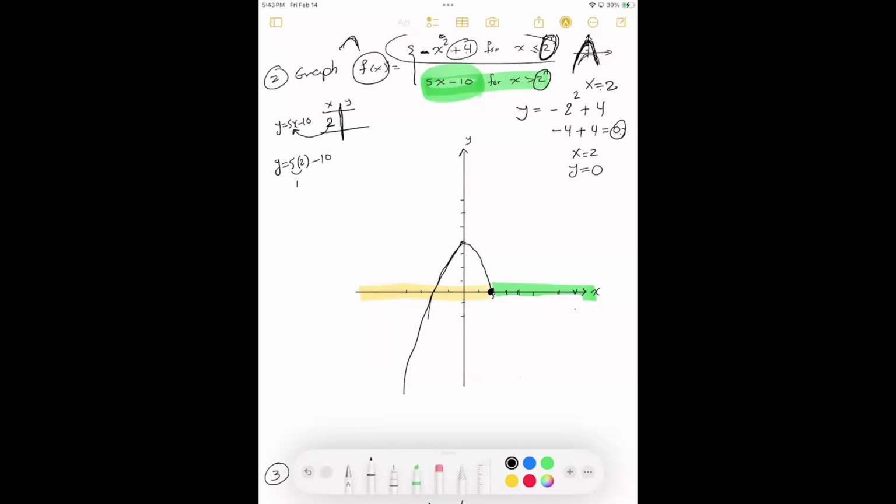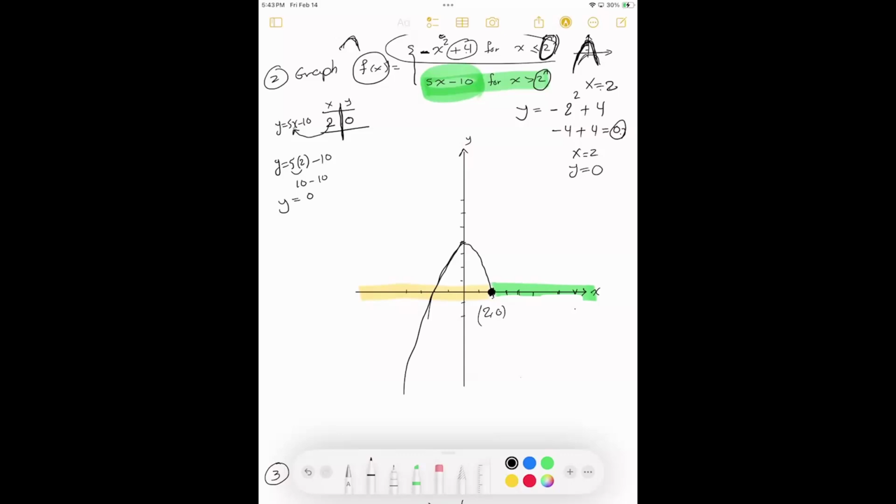5 times 2 is 10. 10 take away 10 is 0. So if you substitute 2 for x, you do the arithmetic, you get y is 0. So that's this point, which is, again, 2, 0.